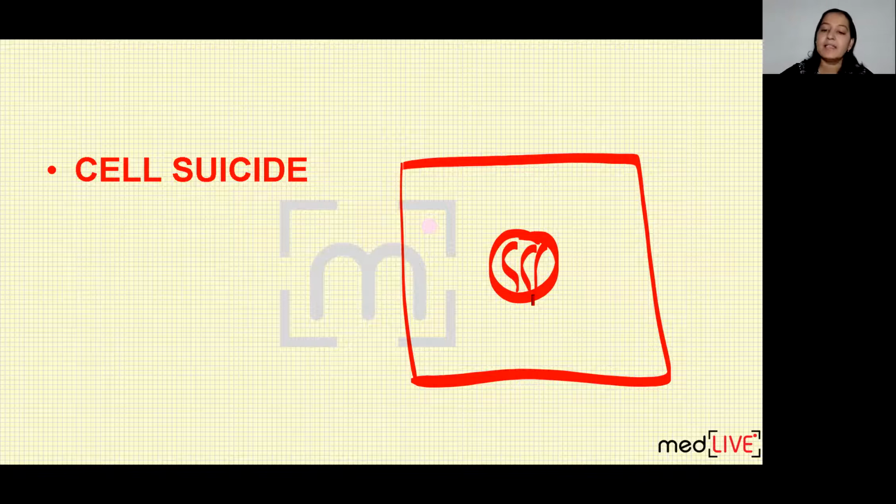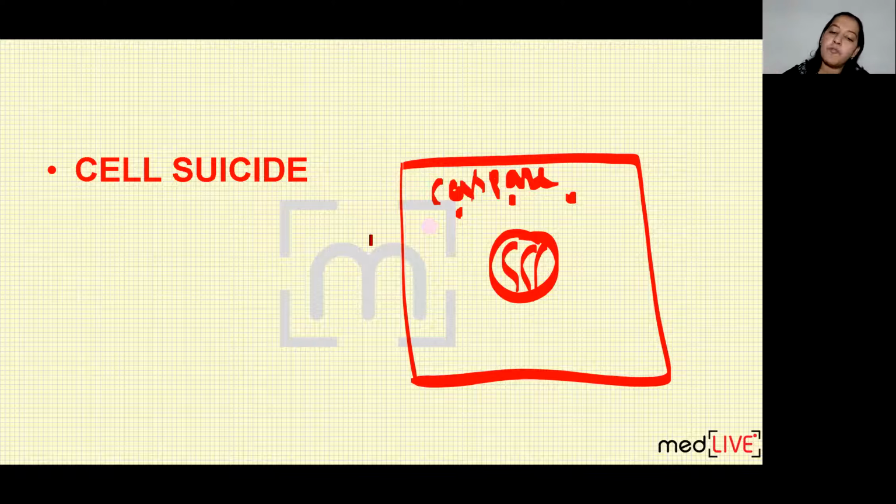In the cytoplasm of the cell, there are certain enzymes which are known as caspases. Normally, these enzymes are inactive. They are present in the cytoplasm in the form of procaspase. But whenever the cell decides to undergo suicide, these procaspases get converted into caspases. And these caspases will degrade the DNA of the cell and all the proteins of the cell, and the cell will die. In this manner, the cell will commit suicide.